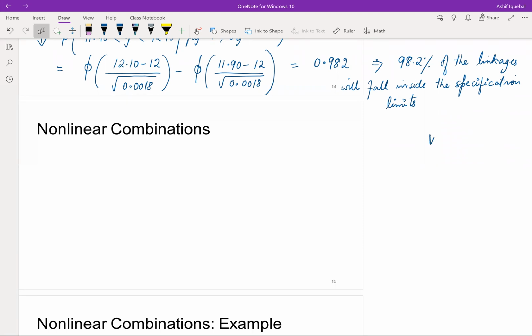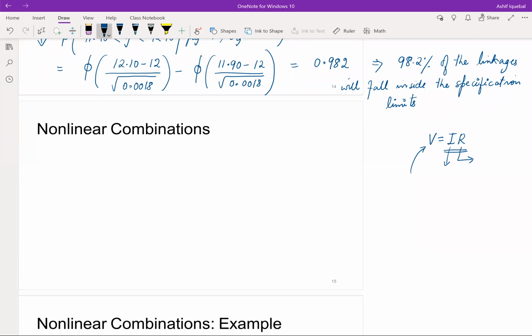You remember this, right? Voltage is given as I times R. So in this case, your final quantity, which is your voltage, is a multiplication of two random variables, current and the resistance. Given you know the specification limits on the resistance, and the specification limits on the current, you can find out the specification limits on the voltage, right? This is a typical example of a nonlinear combination.